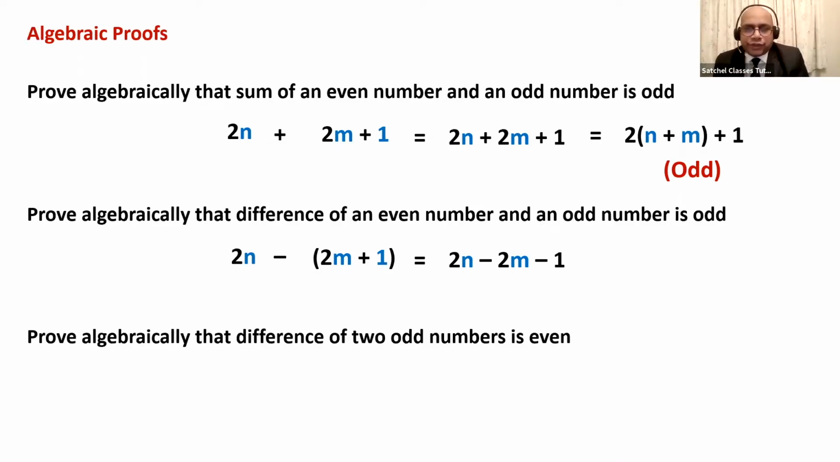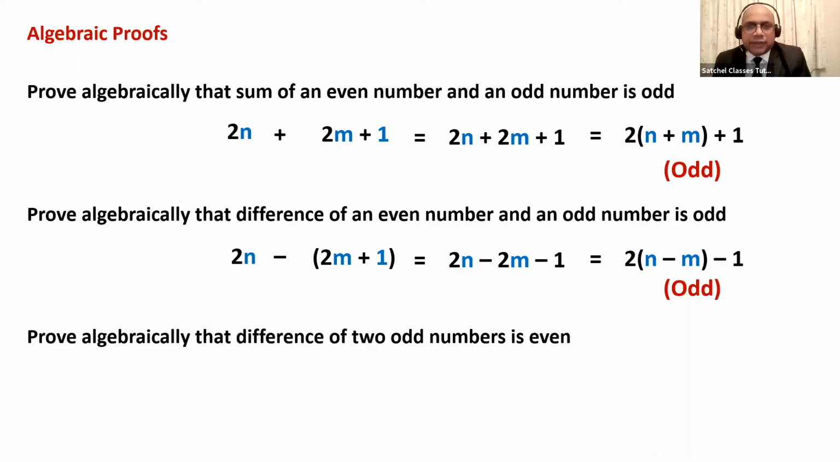In the first two terms, the factor 2 is common. So if I take 2 common, I'll be left with n minus m, and the minus 1 has to be left as it is. What can you say about this expression? Is it even or odd? The first part is even because it's 2 times something, right? 2 times something is even. But the moment I make minus 1, even minus 1, which means we have a number which is 1 less than an even number, which is an odd number, correct? So we have proved that difference between even and odd number is odd.